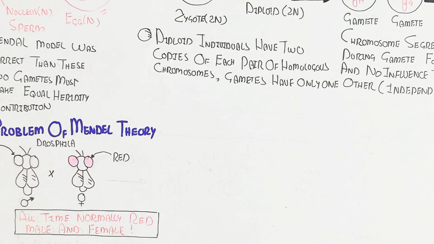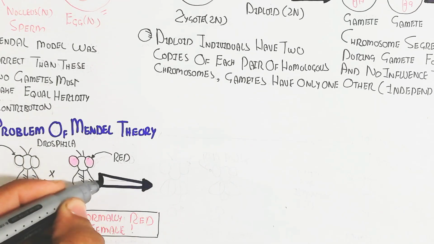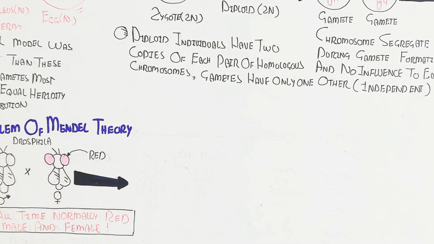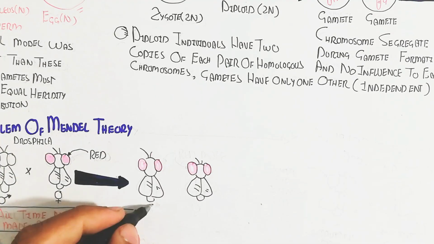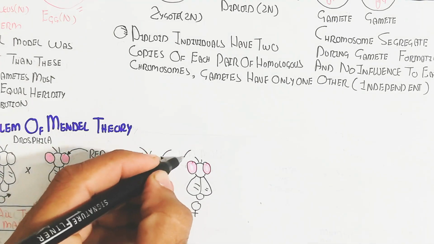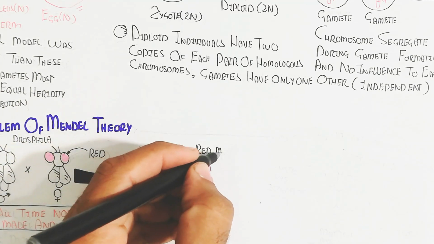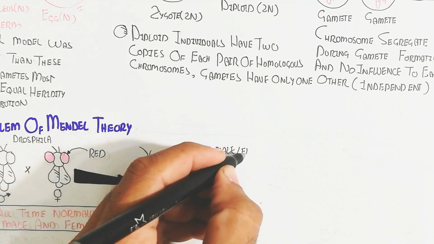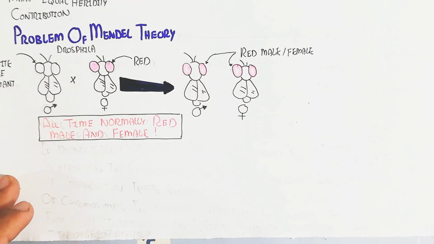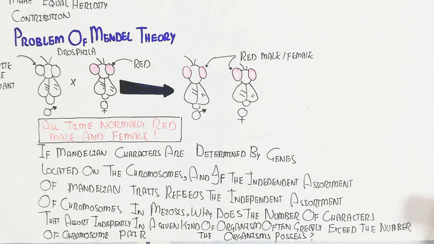So all the time normally the offspring are red, male and female. But why? Where is the white-eye gene? That is the problem we will be solving here.